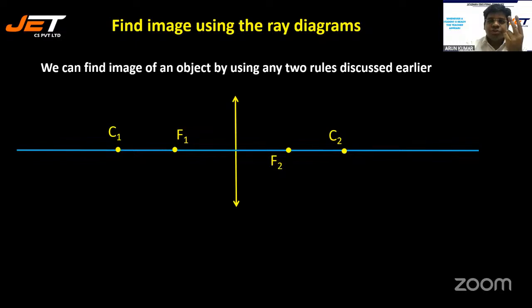Now using these two rules we can trace the image of an object. How do we do that? I've got an object, a yellow color arrow.